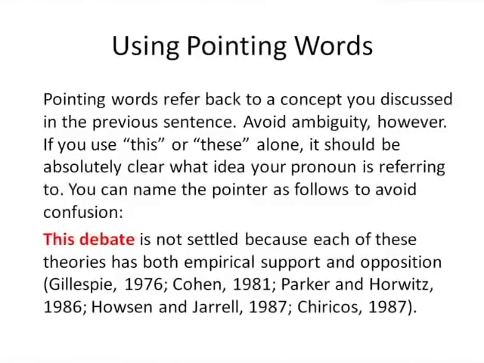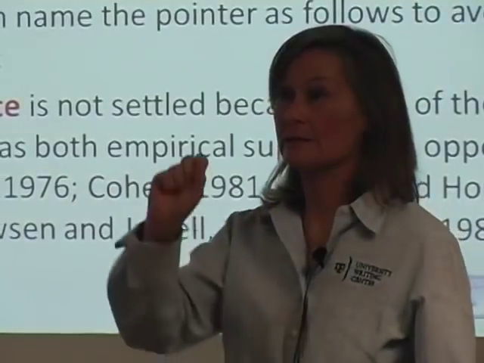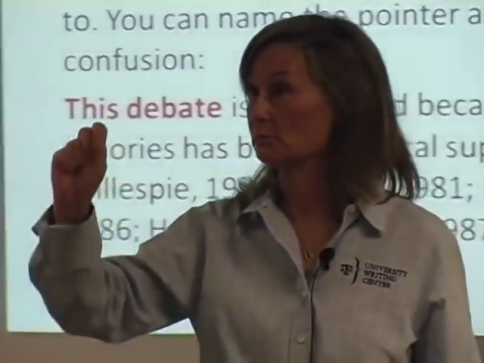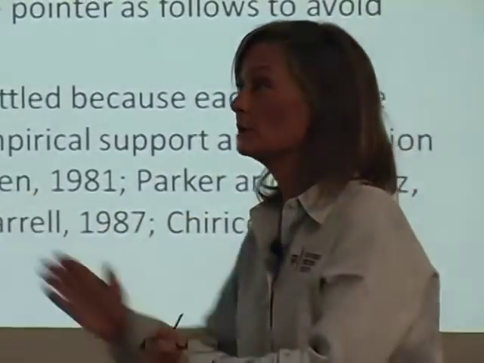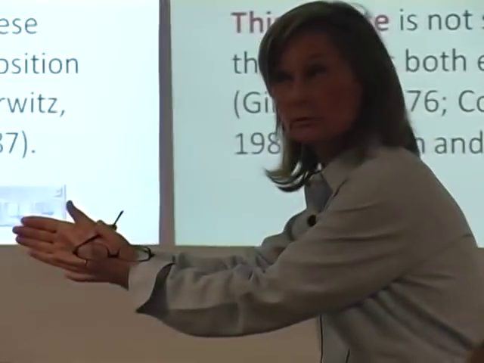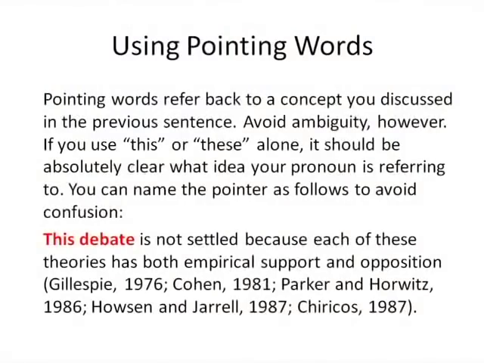You can name the pointer as follows to avoid confusion. So if you're talking about the debate between scholars on this topic, you could say, "This led to..." But if it's not clear what this refers to, you could say, this debate, this argument, this methodological process, whatever you're talking about in the previous sentence. Use a pointer to carry your reader in that direction, okay? This debate is not settled because each of these theories has both empirical support and opposition, and then the citations, all right?